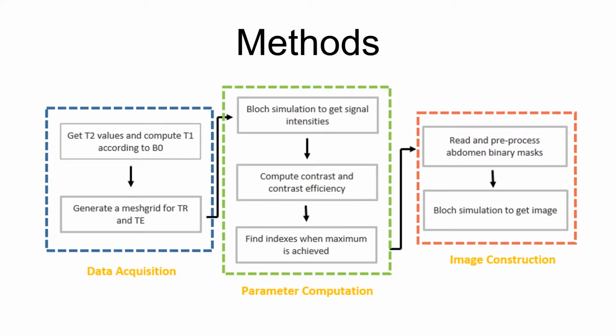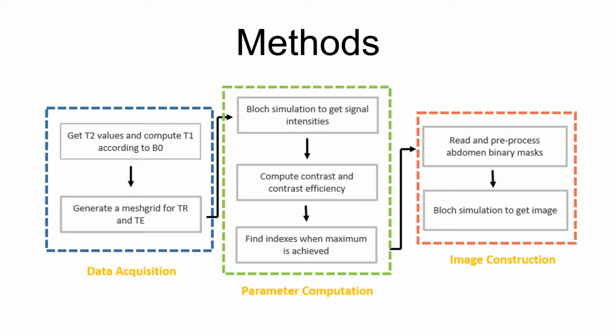In order to numerically find best parameters that can maximize contrast, a mesh grid is generated for TE and TR. The range for TE is 1 to 100 milliseconds, and for TR is 1 to 10,000 milliseconds. Therefore, there will be TE and TR pairs, and signal intensity is calculated for each pair. Those pairs in which TR is less than TE are omitted.